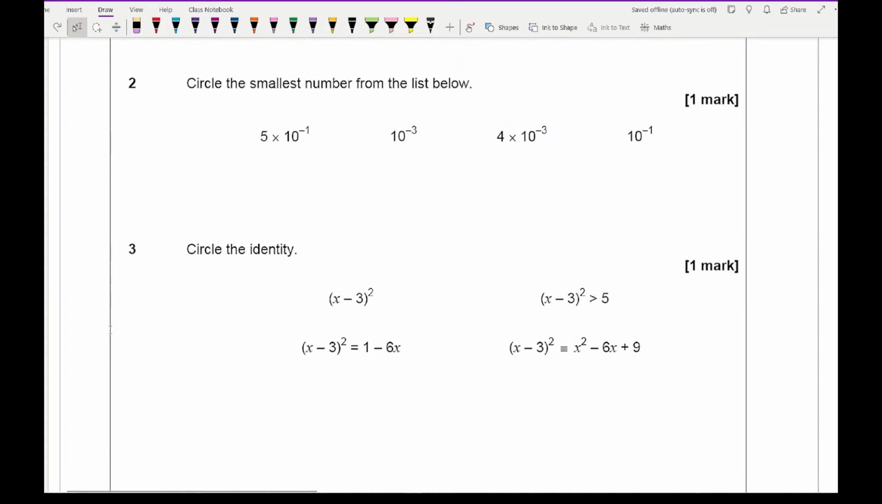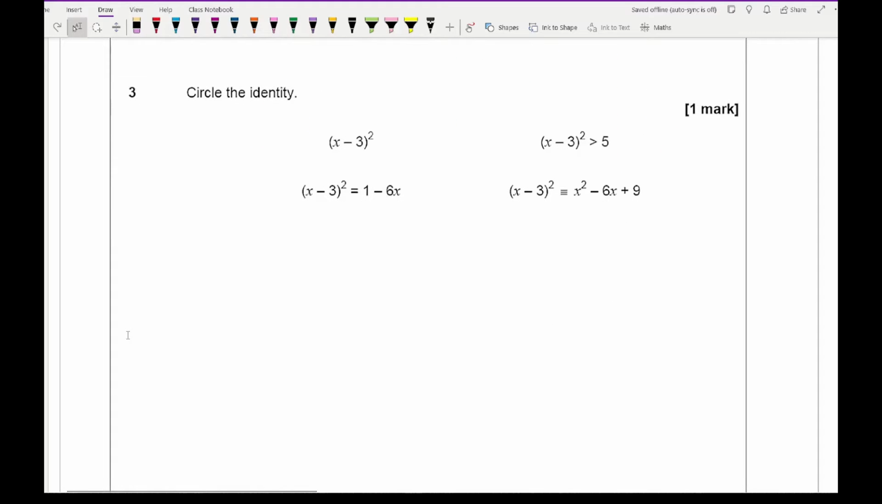Moving on to question 2, it says circle the smallest number from the list below. So what you want to do here is convert each of these. Now, if you just type into your calculator, it may just give you the answer in standard form. You could press the SD button, which will give you a fraction. But basically what you should end up with if you convert each of the four options is 0.5, 0.01, 0.04 and 0.1. And out of those, which one is the smallest? It's going to be 10 to the power of minus 3.